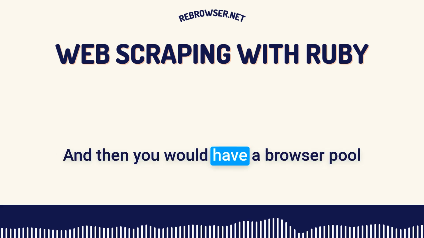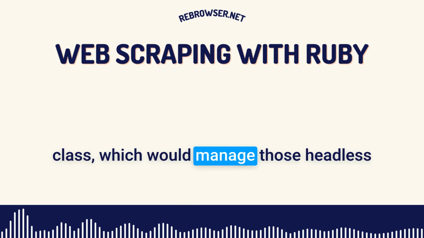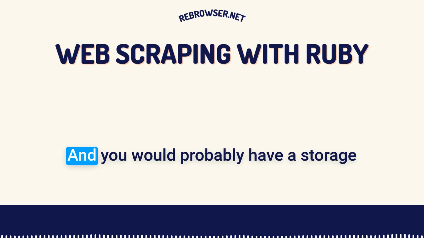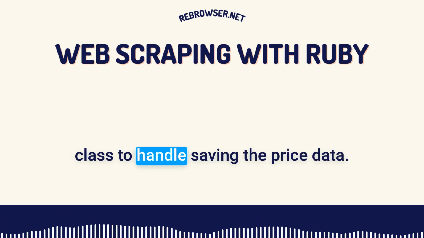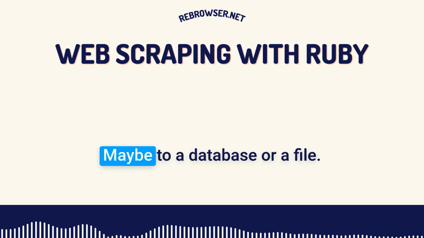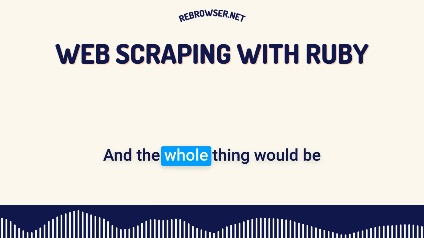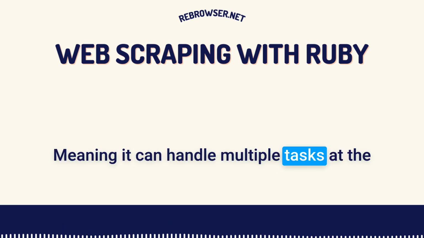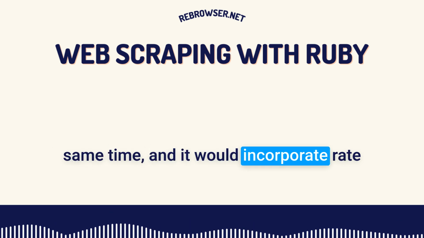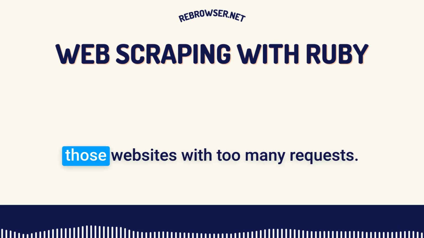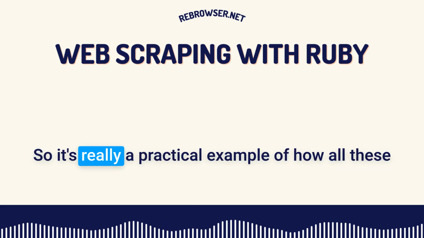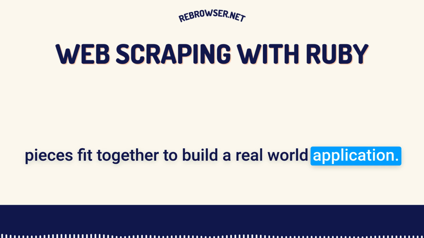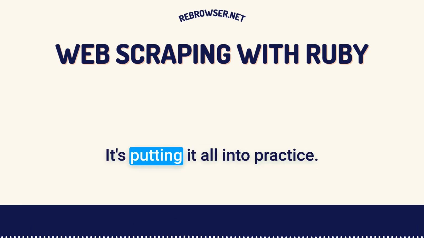And then you would have a browser pool class, which would manage those headless Chrome browsers that we talked about, so you can scrape those dynamic websites. And you would probably have a storage class to handle saving the price data, maybe to a database or a file. And the whole thing would be set up to run asynchronously, meaning it can handle multiple tasks at the same time, and it would incorporate rate limiting to make sure you're not hammering those websites with too many requests. So it's really a practical example of how all these pieces fit together to build a real-world application. Exactly. It's not just theory anymore. It's putting it all into practice.